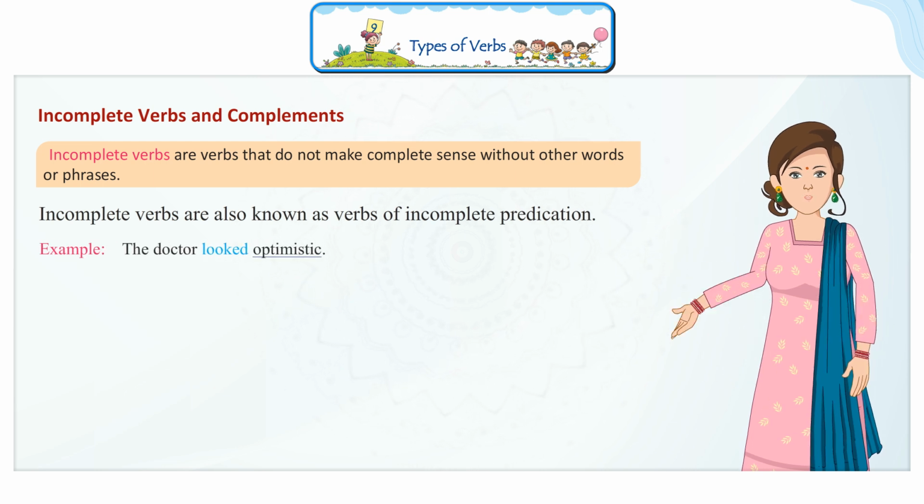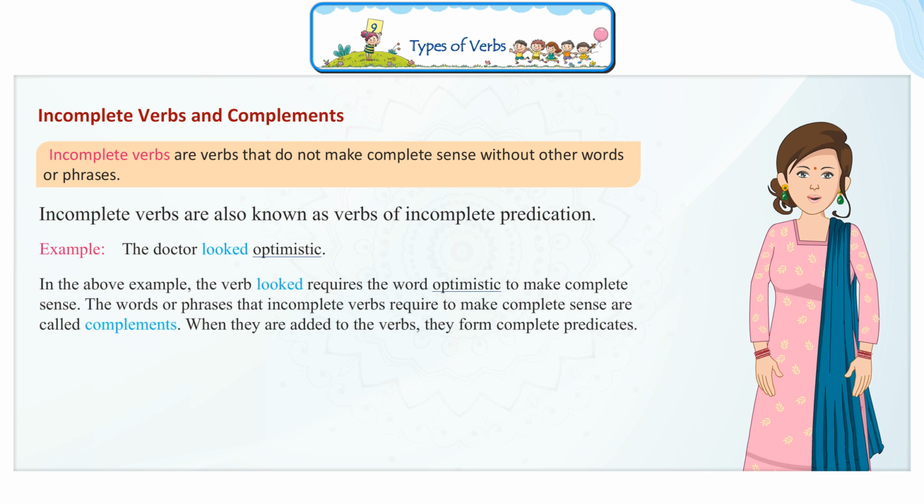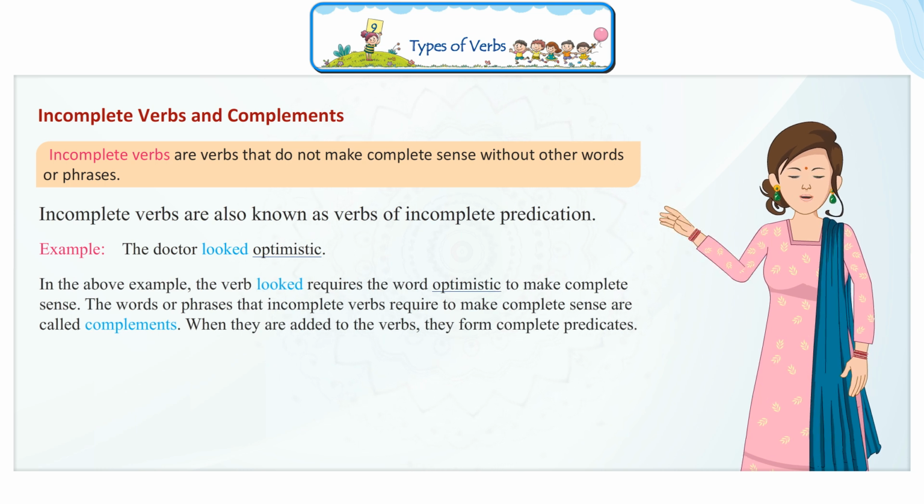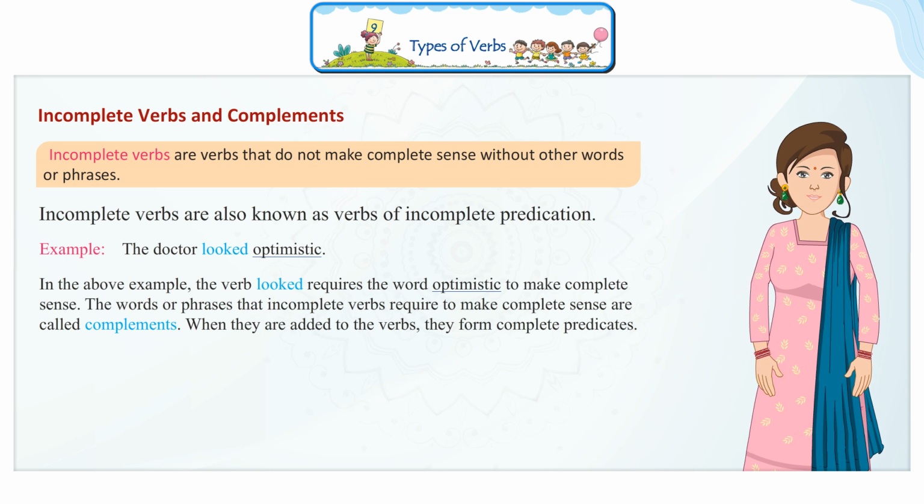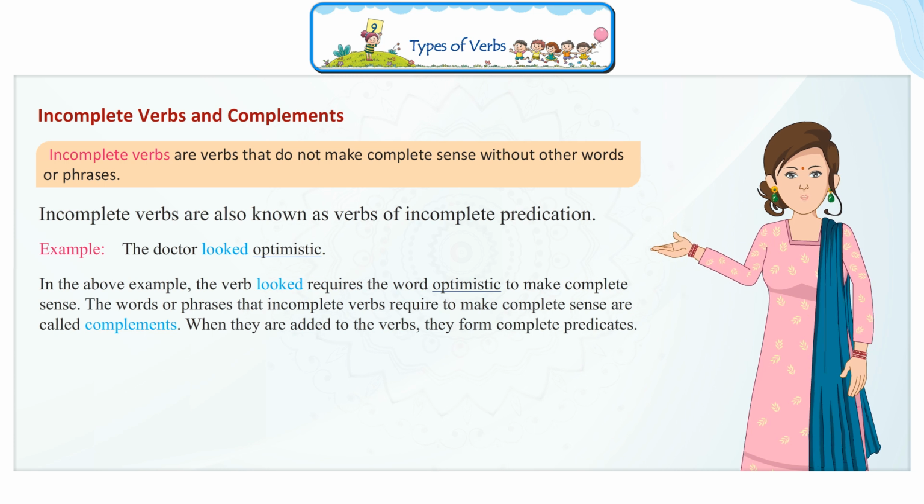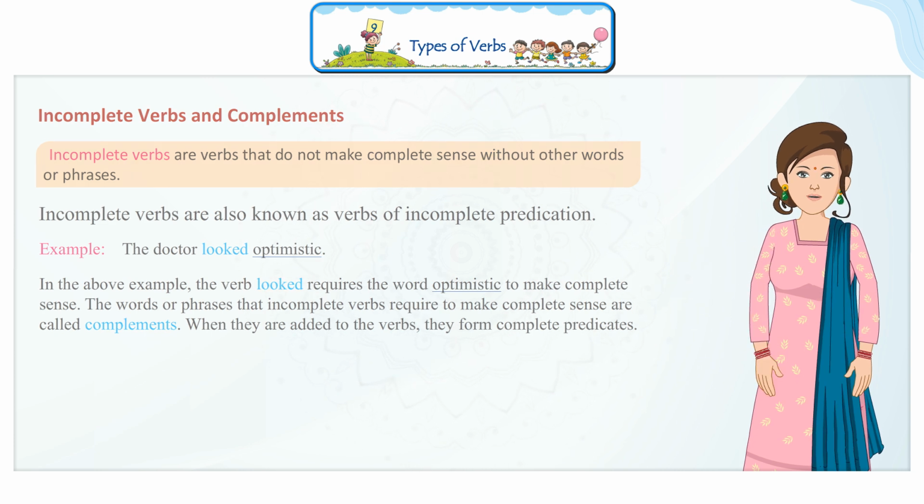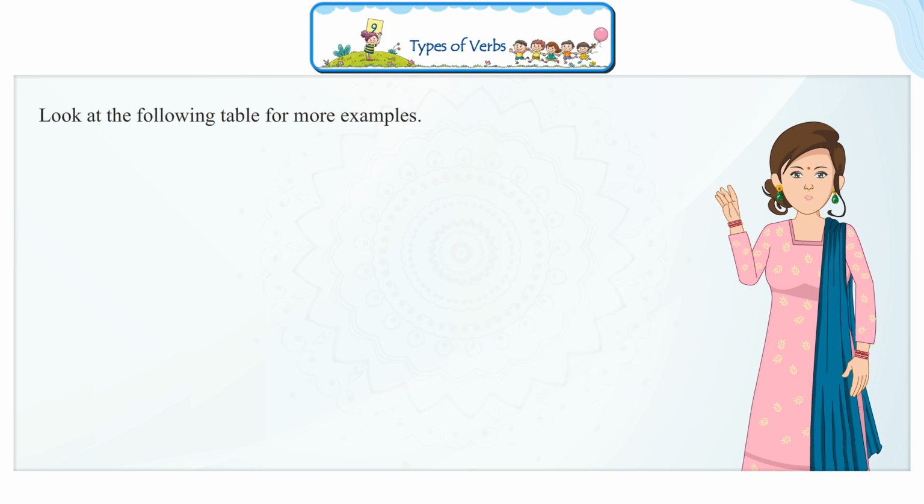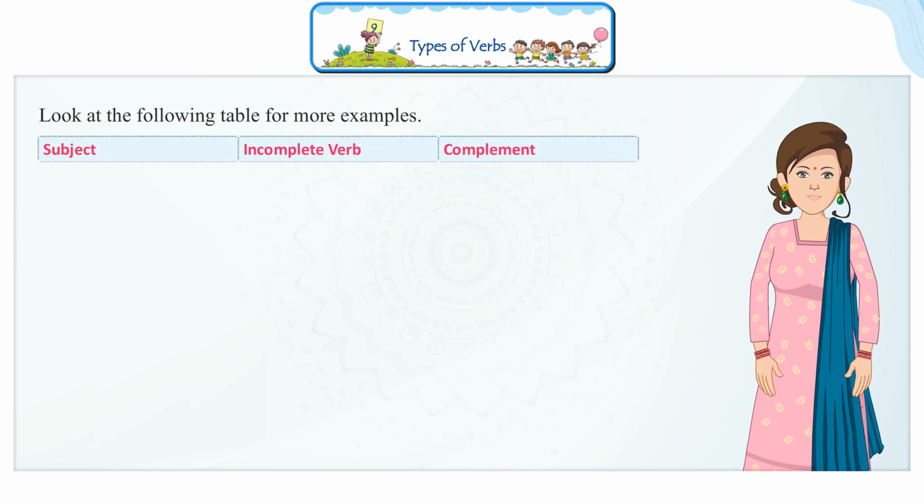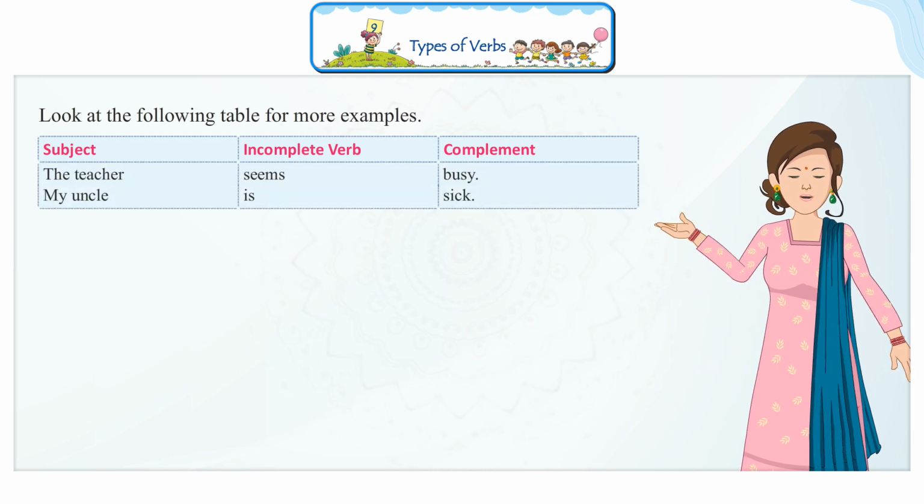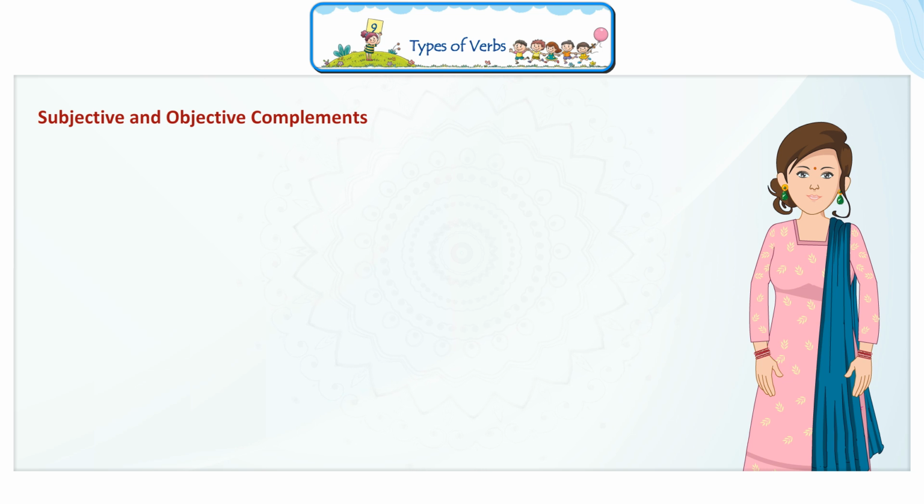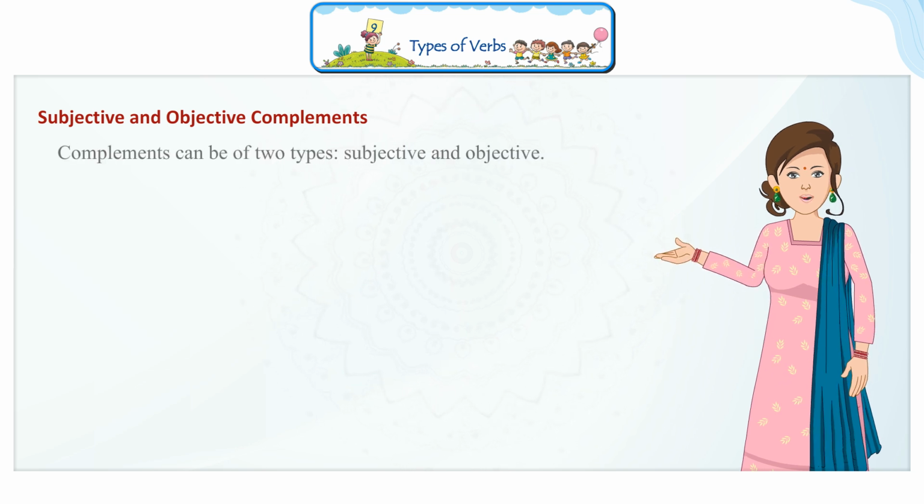Example: The doctor looked optimistic. In the above example, the verb looked requires the word optimistic to make complete sense. The words or phrases that incomplete verbs require to make complete sense are called complements. When they are added to the verbs, they form complete predicates. Look at the following table for more examples. Subject, incomplete verb, complement: The teacher seems busy. My uncle is sick.